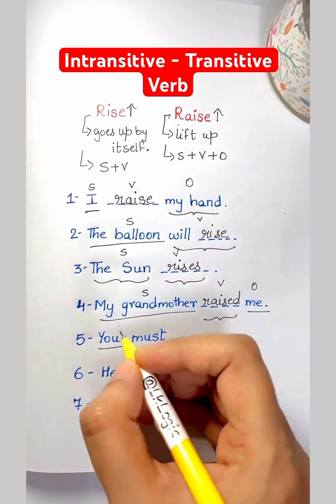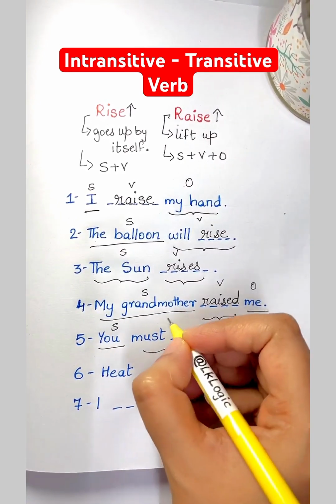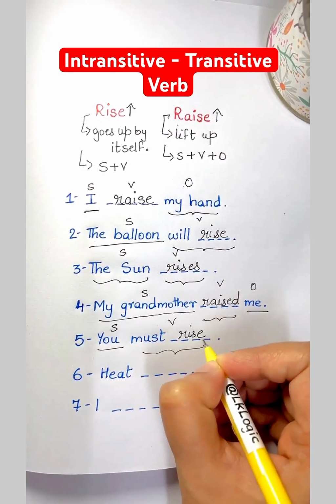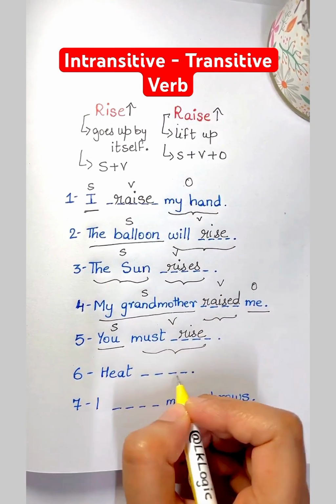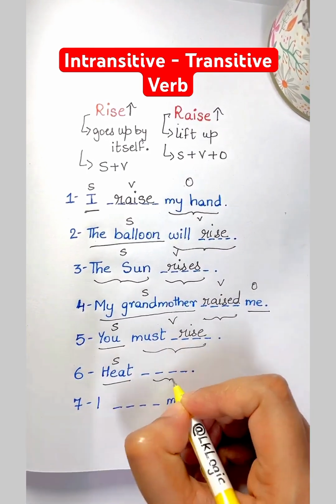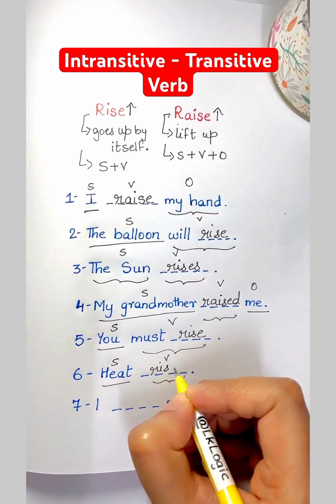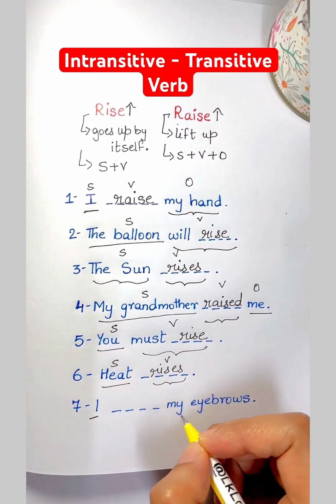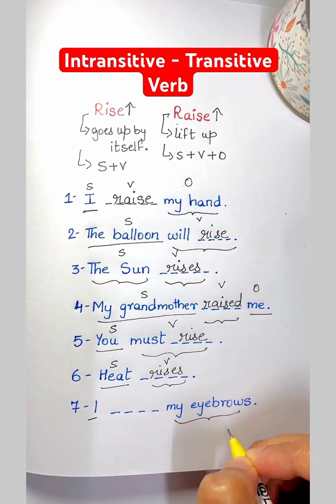You must blank. You is the subject, must blank is the verb, and there's no object. So you're gonna use rise. You must rise. Heat blank. Heat is the subject and there's no object, so you'll use rise. Heat rises. Alright, you do this one. When I'm surprised, I blank my eyebrows.